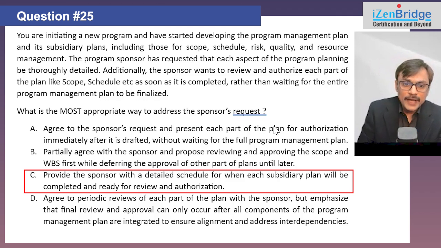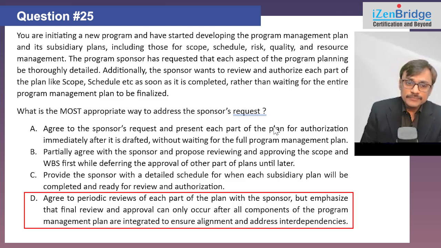Option C, provide the sponsor with a detailed schedule for when each subsidiary plan will be completed and ready for review and authorization. So we are saying that we will give you timelines, and based on that, you can keep approving it. So it's more or less like A only, that this is how we will do things. Option D, agree to the periodic review of each part of the plan with the sponsor. Great.